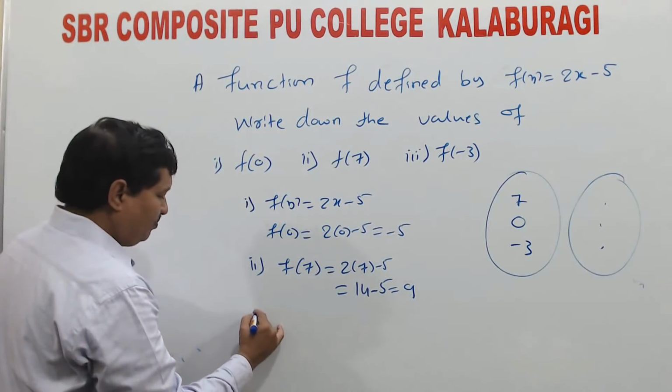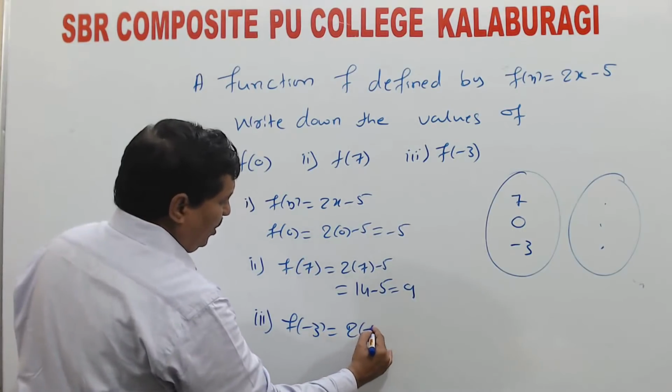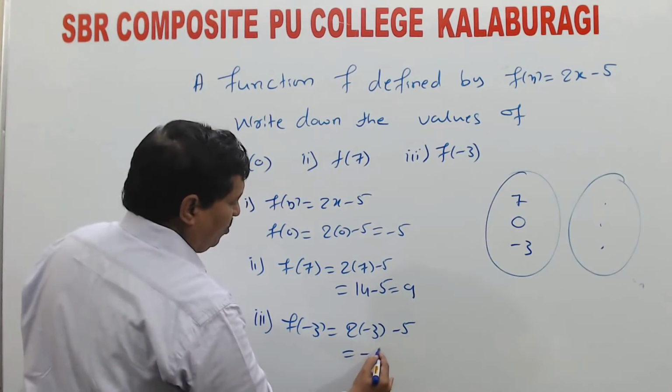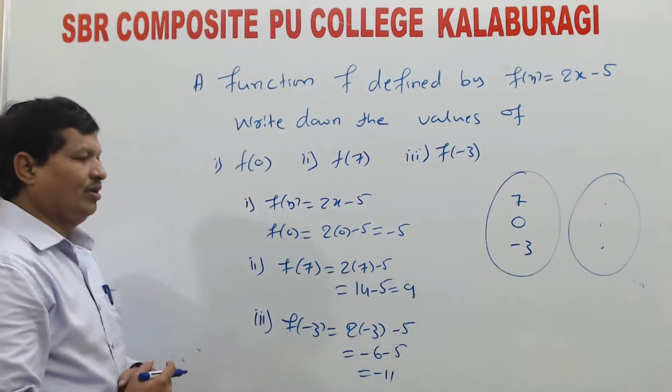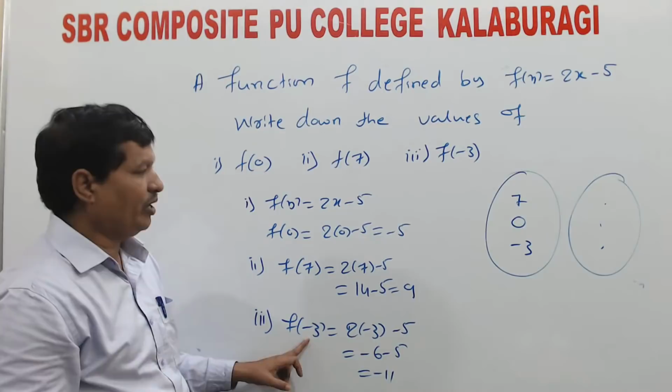And third one is what? f of minus 3 equal to 2 into minus 3 minus 5 equal to minus 6 minus 5 equal to what? Minus 11. So 9 is the image of 7, minus 11 is the image of minus 3.